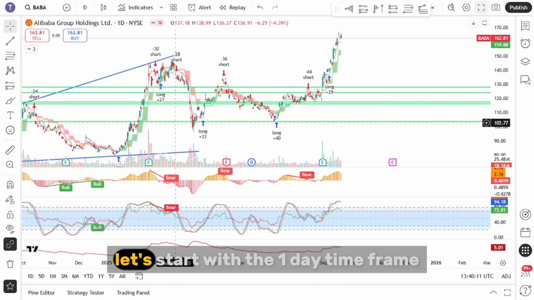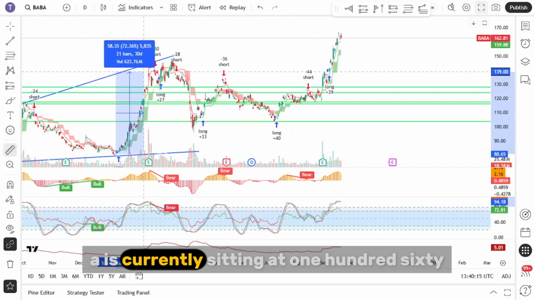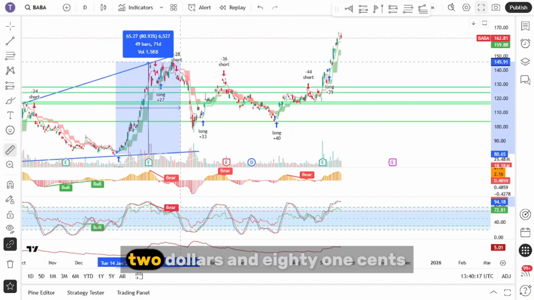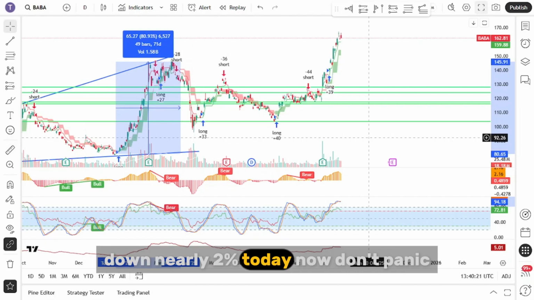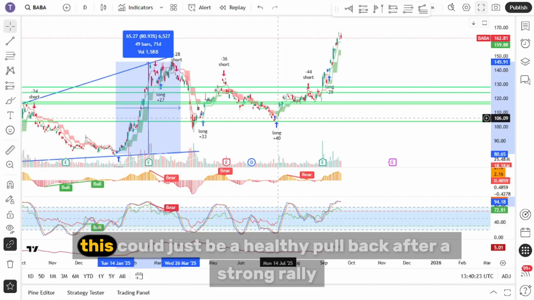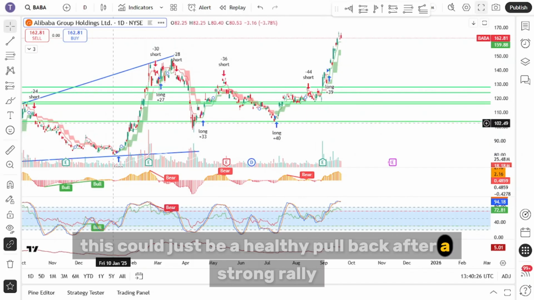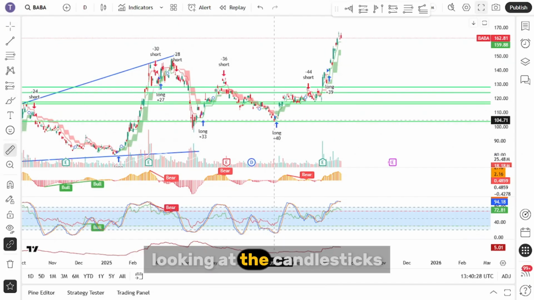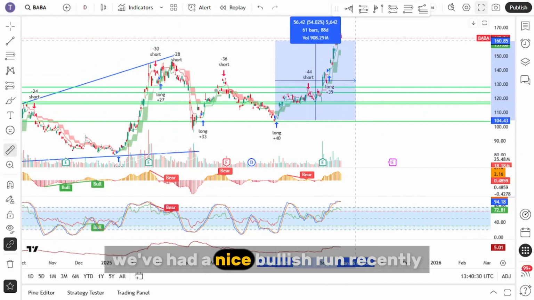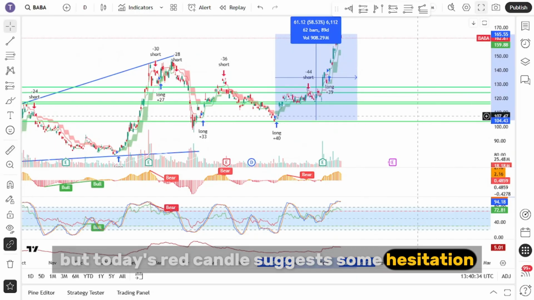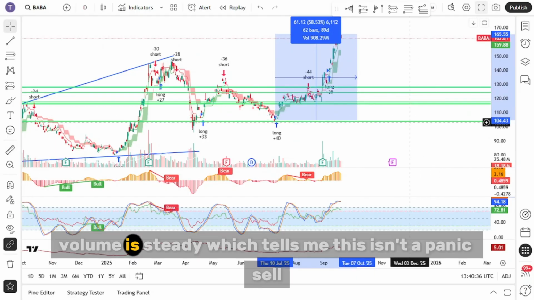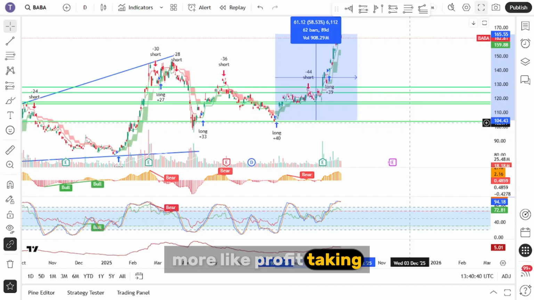All right, let's start with the 1-day time frame. BABA is currently sitting at $162.81, down nearly 2% today. Now, don't panic, this could just be a healthy pullback after a strong rally. Looking at the candlesticks, we've had a nice bullish run recently, but today's red candle suggests some hesitation. Volume is steady, which tells me this isn't a panic sell, more like profit-taking.